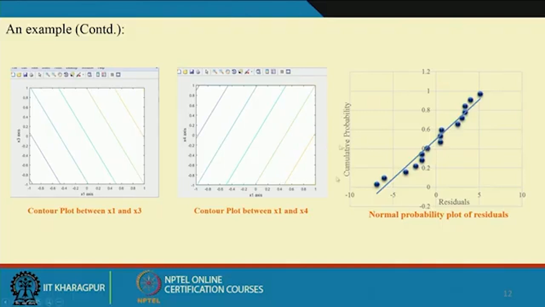The last plot is the normal probability plot. When we plot the residual versus cumulative probability, we did this using Excel, but it is better to use probability paper. In that case, when you join the points, you will get a straight line. If you get that, then the errors are normally distributed, and that is one of the assumptions.